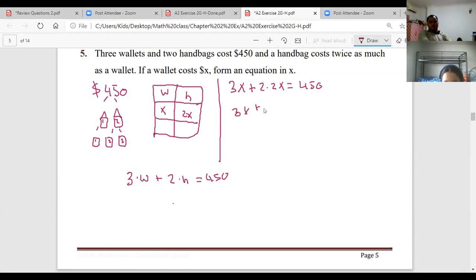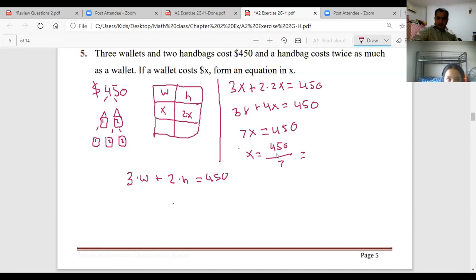3x plus 4x equals 450. So 7x equals 450, and x equals 450 over 7. Which number is closest? 7 times 6. Also, with long division, you can divide this. What is it? Over 7.